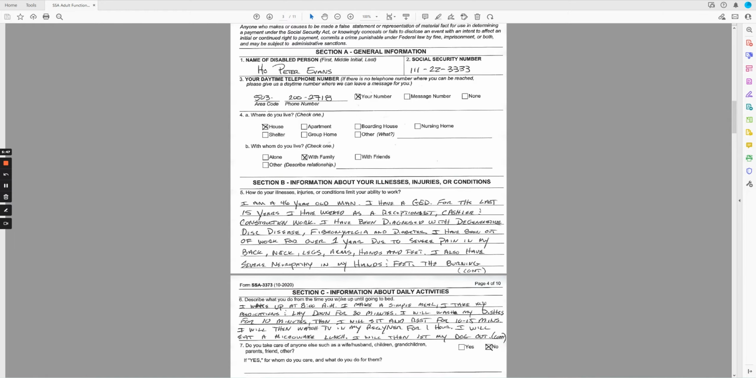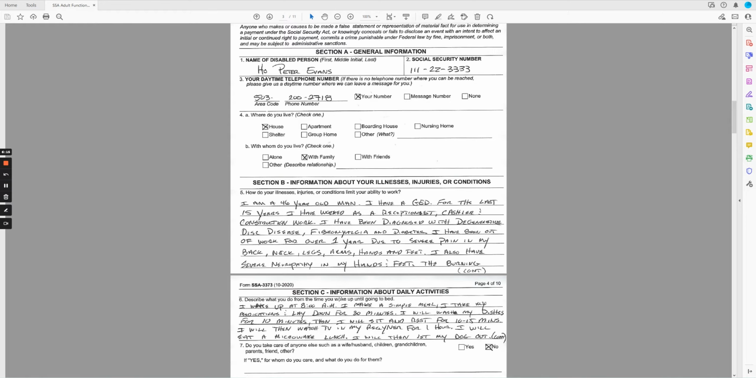And so in here I wrote, I'm a 46-year-old man. I have a GED. A couple of things to know is that your age is important, your education, and then the work you've done in the last 15 years. Those are really important. So here you do just a quick general outline. I'm 46. I have a GED. And for the last 15 years, I've worked as a receptionist, cashier, and construction work.